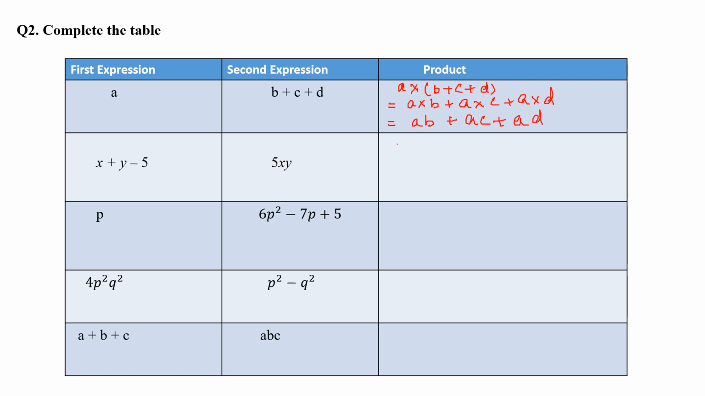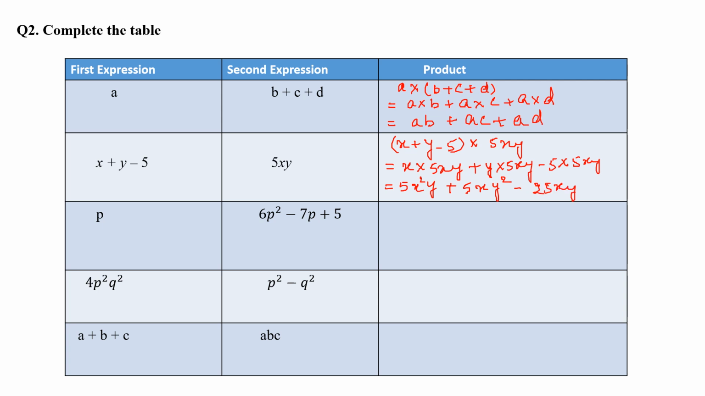Now the second one, you have to multiply x plus y minus 5 with 5xy. So first you have to multiply x with 5xy, then plus y multiplied by 5xy, and then minus 5 into 5xy. So x into 5xy, it will be 5x square y, plus 5x y square, minus 5 into 5 is 25xy. So this is the product.